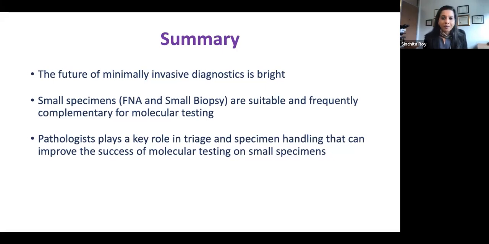So I wanted to summarize this by hopefully highlighting that for minimally invasive diagnostics, the future is super bright. There's a whole range of different things that we can do with it. These small specimens are not just suitable, but often they're great for molecular testing. They work hand in hand. So it's not FNA versus biopsy, but let's put them together and make the most of it. And as people in pathology, we play a key role in triaging and handling these specimens so that we improve the success of these downstream assays that we're doing on small specimens.